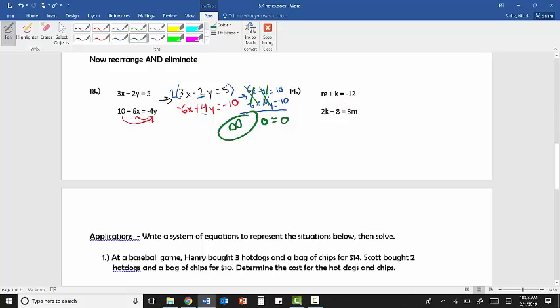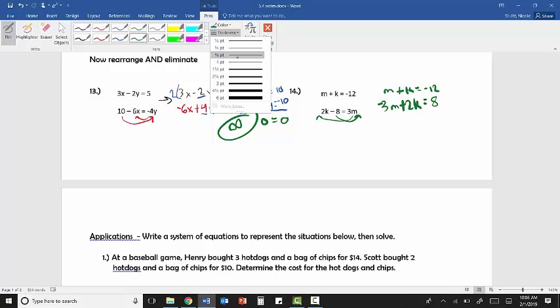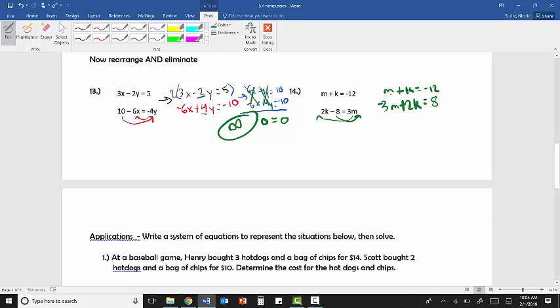Okay, number 14. So my m and k are already on the left, so I'll leave the top row alone. And for the bottom row, it looks like my m needs to come across the equals, making it negative. My k's are fine. They need to stay on the left. But my negative 8 needs to come over here, which changes it to a positive 8. So between m's and k's, I think I'll choose to eliminate the m's, which means I need to go through and multiply all of these by 3.